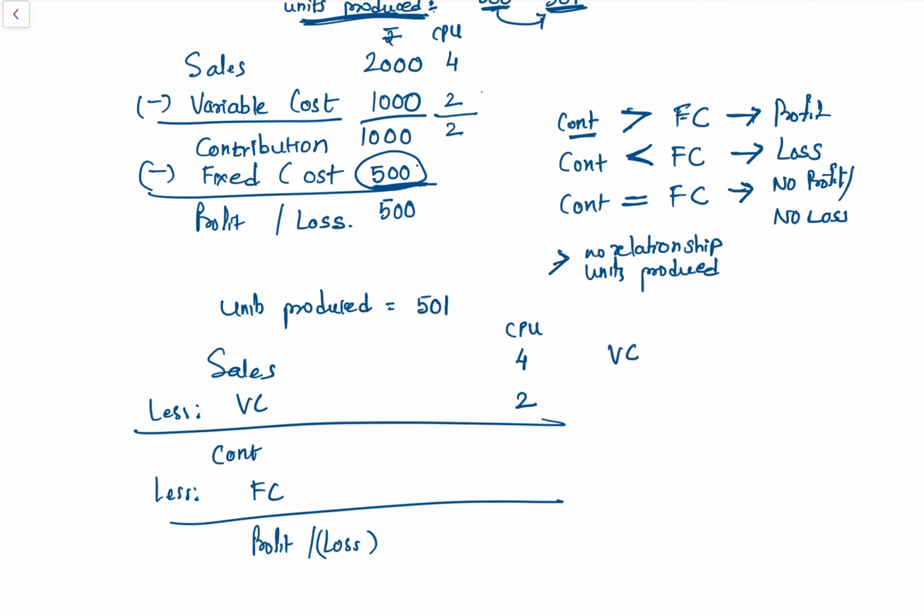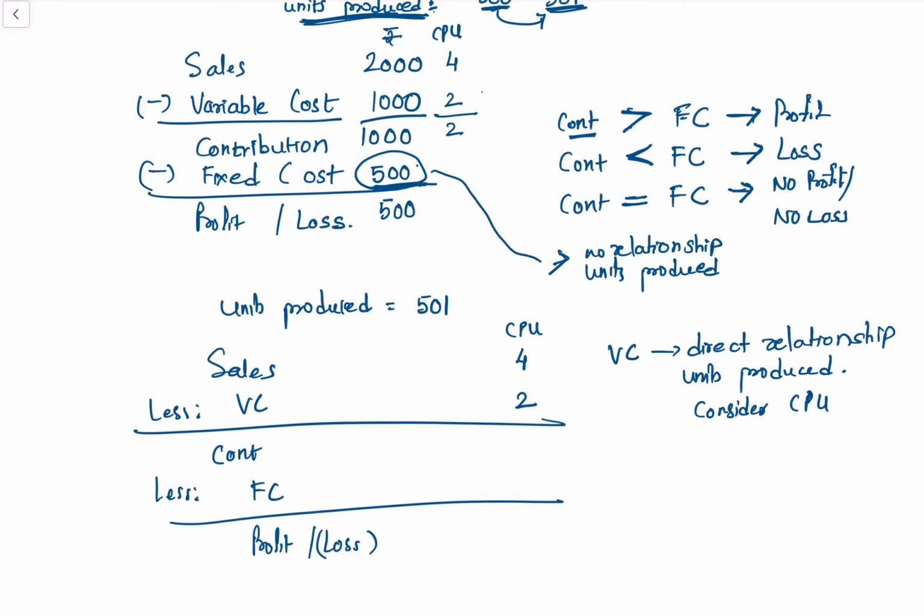Remember, variable cost has a direct relationship with the units produced, so we will always consider its cost per unit. But it's not the case with fixed cost. Fixed cost doesn't have any relationship with units produced, so we take the amount 500. Now we'll start solving. We will multiply 501 into 4 and we'll get the sales value.